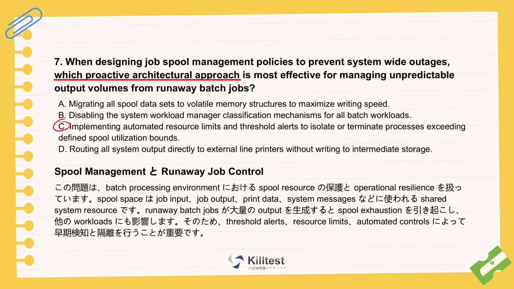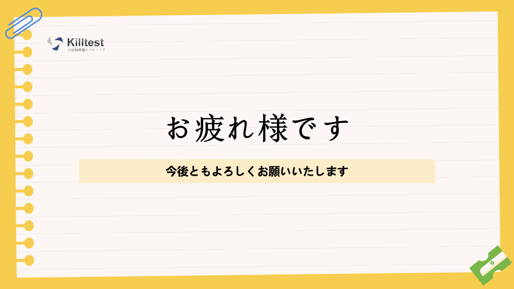Because if a runaway batch job just keeps generating error logs, it fills up that shared spool. Under the restaurant's ticket rail. Exactly, until the whole kitchen grinds to a halt. Automated resource limits and threshold alerts are the only proactive choice here. It isolates or terminates the rogue process automatically before human intervention is even needed. Mastering these core concepts gives you the exact systems management foundation needed to confidently navigate the C1000-193 exam.